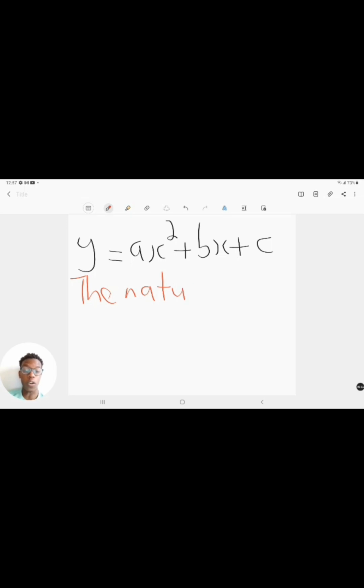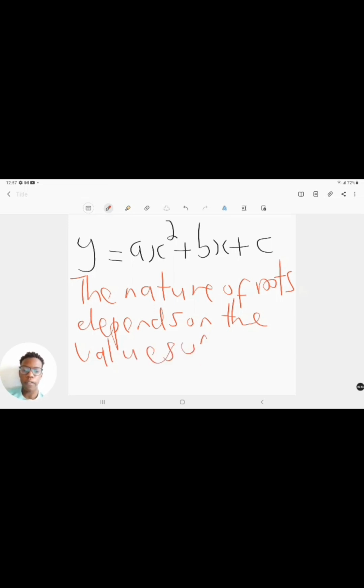So in essence, what can you tell me about what we've just covered? Well, I will tell you what you should be able to tell me. For y is equal to ax squared plus bx plus c, the nature of your roots, so whether your roots are real or non-real or equal or unequal, depends on the values of a, b, and c. They heavily depend on the values of a, b, and c.